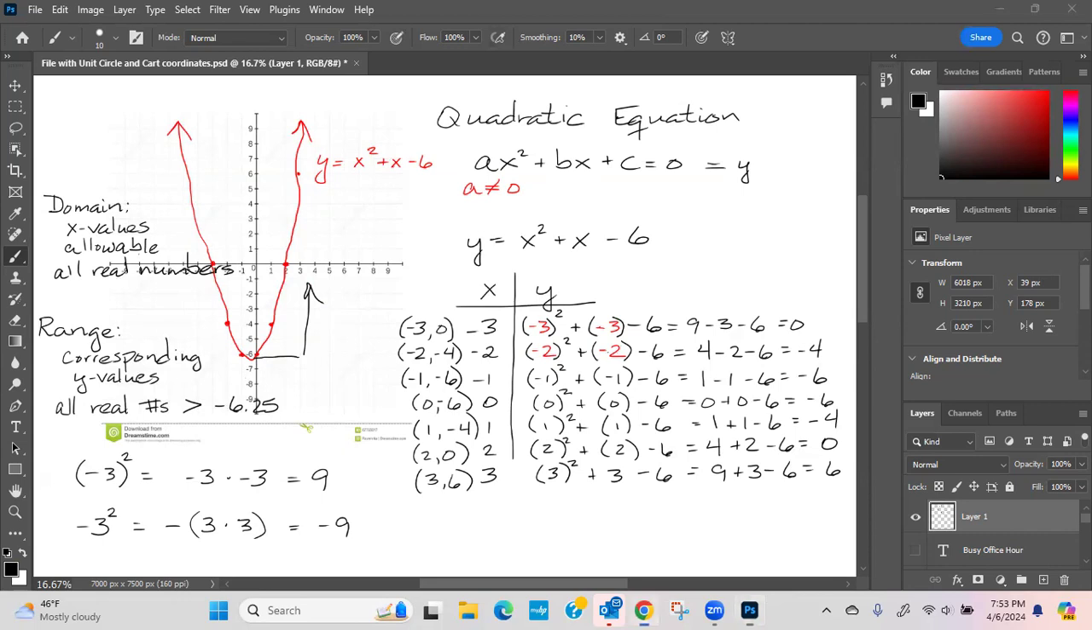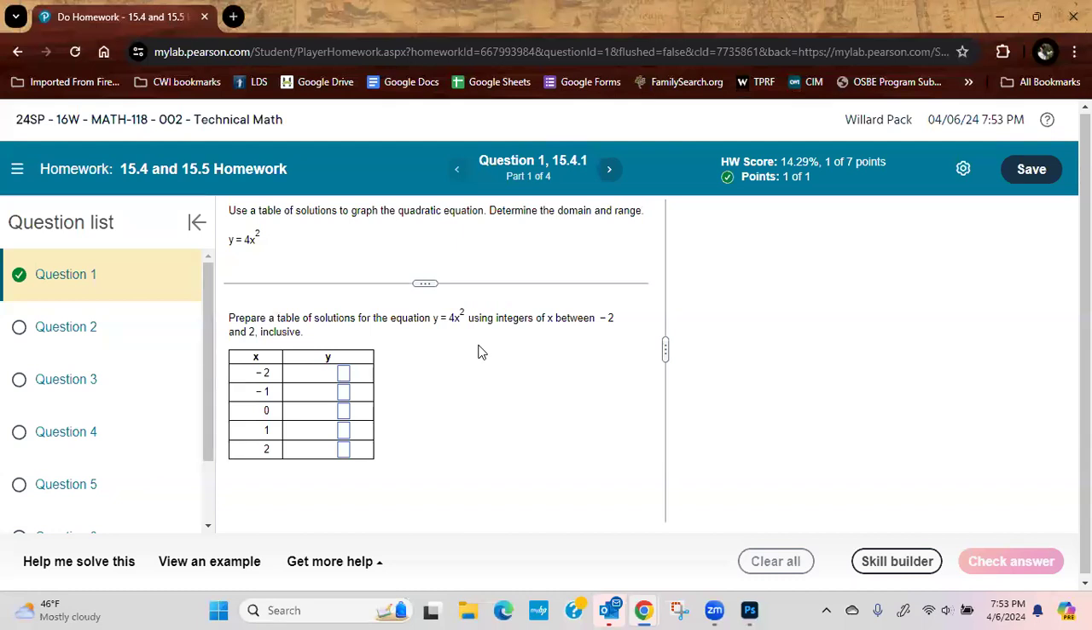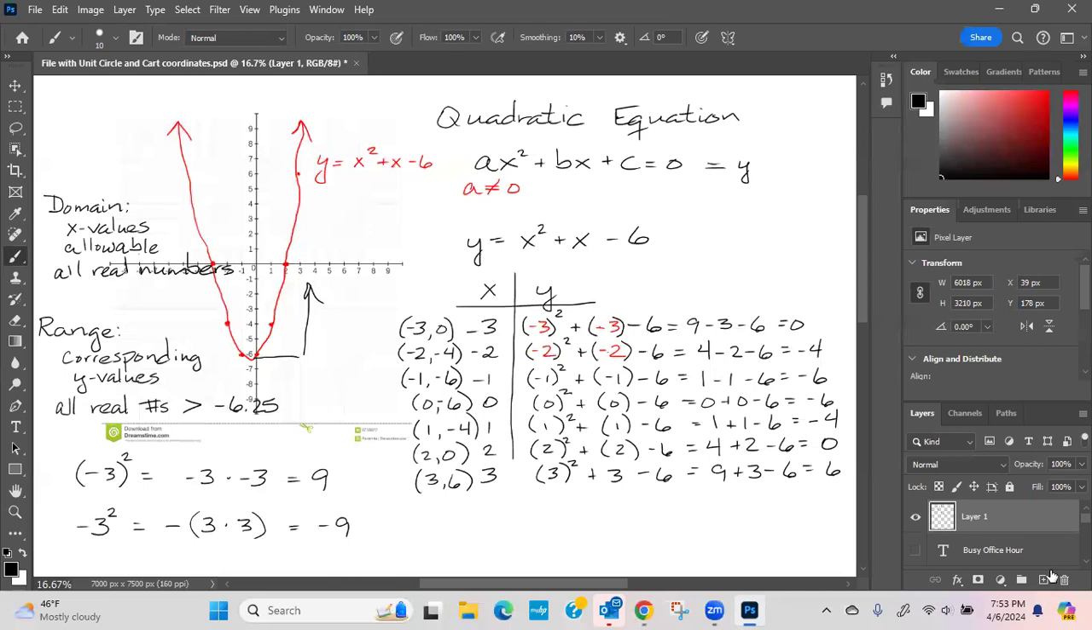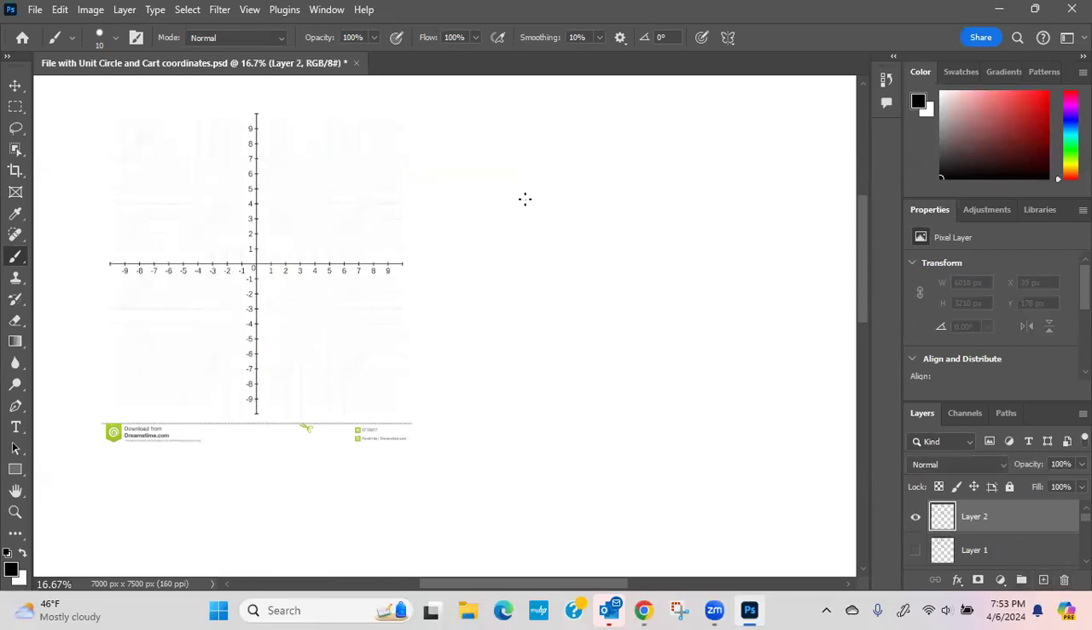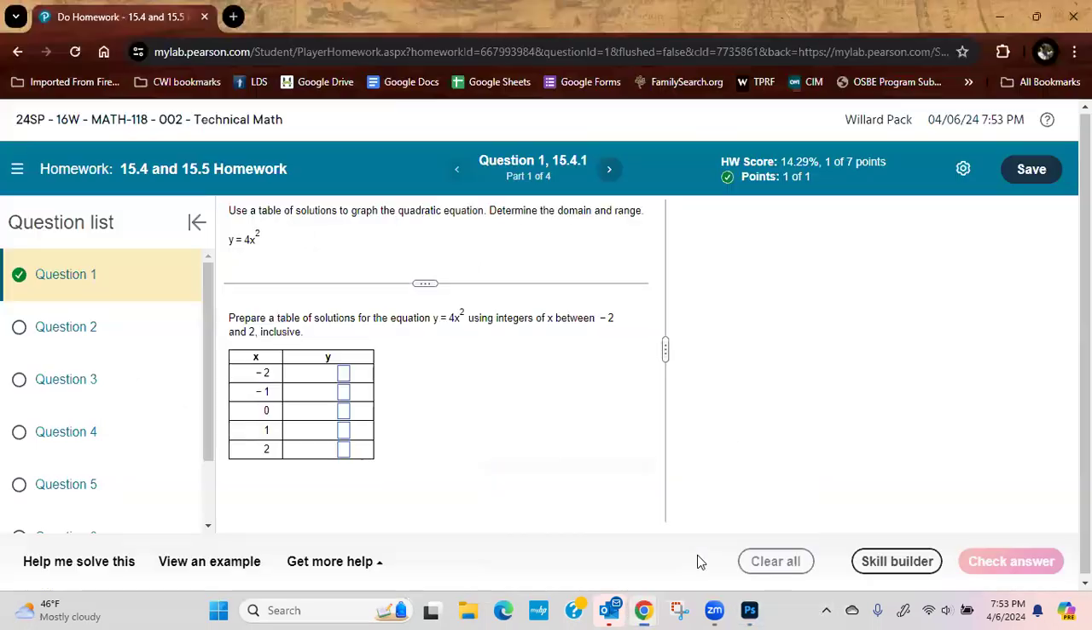Let me show you a homework problem so you can see what this will look like. So here we've got the problem y equals 4x squared. I need to first create my table of solutions. So I'm going to hide this one and add another layer on here so that I can do this one. y equals 4x squared was the problem. And let me bring that back up to make sure we're doing the right one.